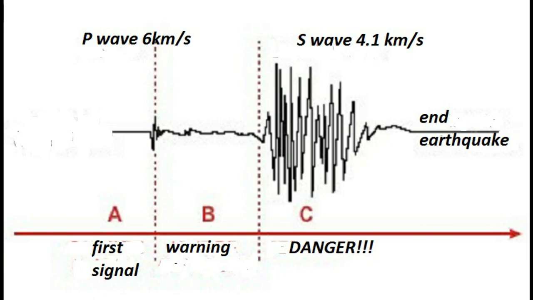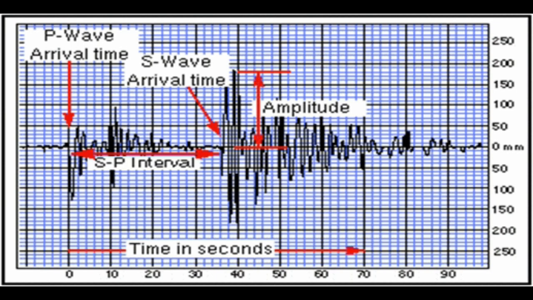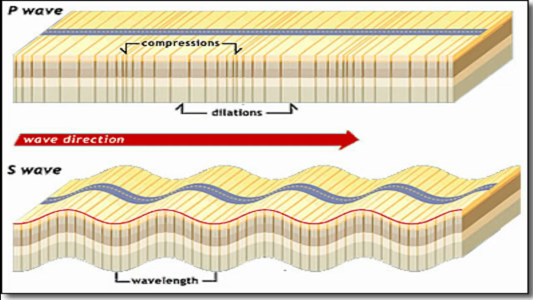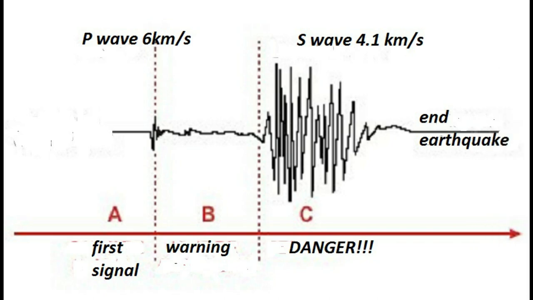The P wave has a speed of 6 km per second and appears first on the seismograph screens, and the S wave, 4 km per second. The difference between the movement speed makes it possible to calculate the depth at which the earthquake occurs. Our project speculates on this difference in displacement between the two characteristic waves of an earthquake.